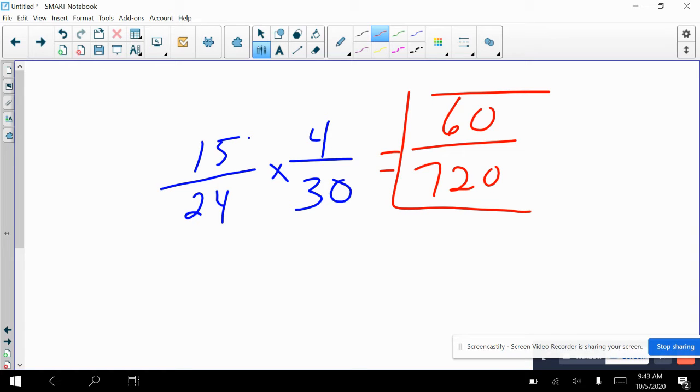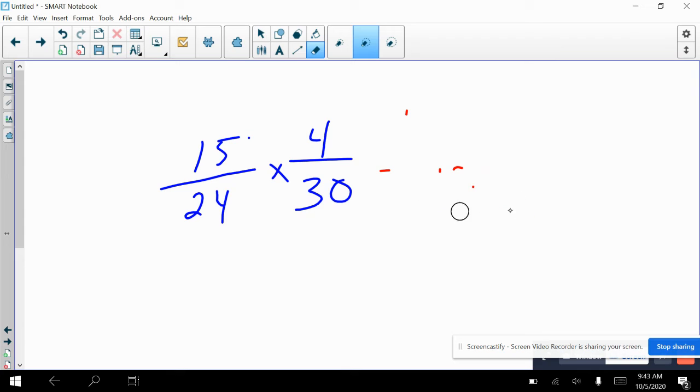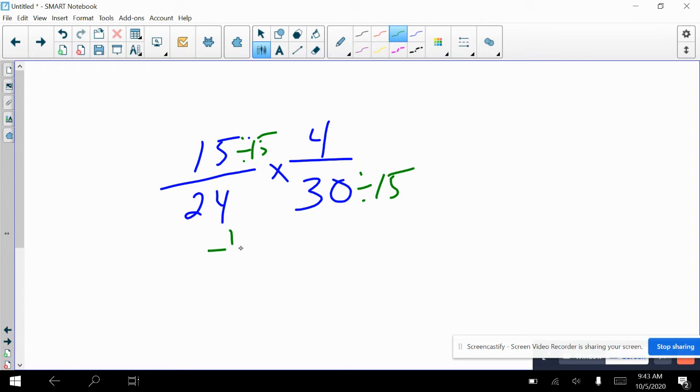Okay. So, is there anything that we can cross reduce? Kendall, talk to me. We can do both of them. What goes into 15 and 30 evenly? Yell it out. 15. Very good. Okay, so if we divide by 15, very good. We now get 1/24 times 4 over 2. Very good. Anything else?